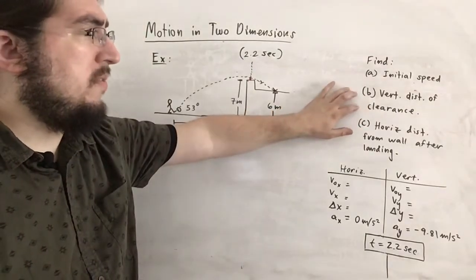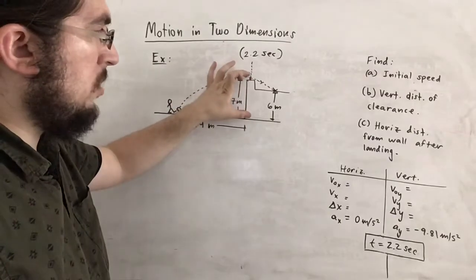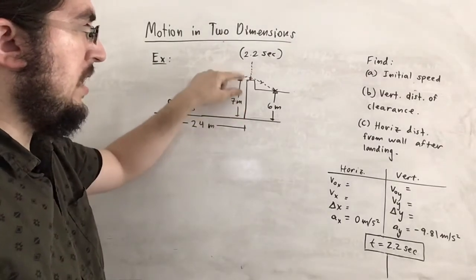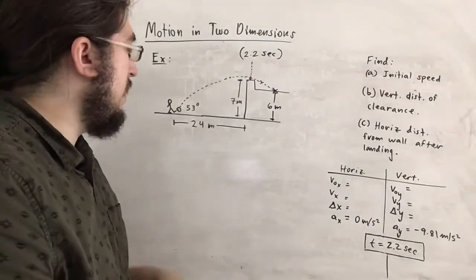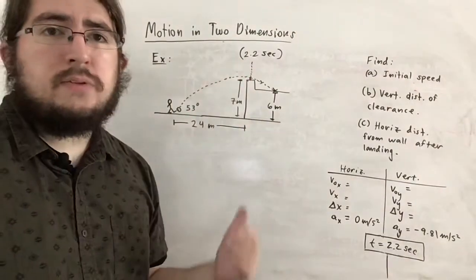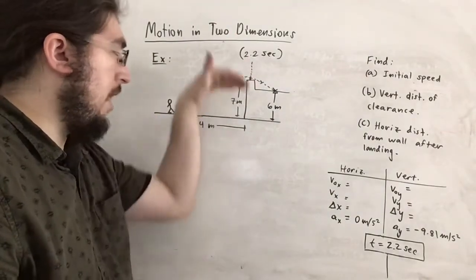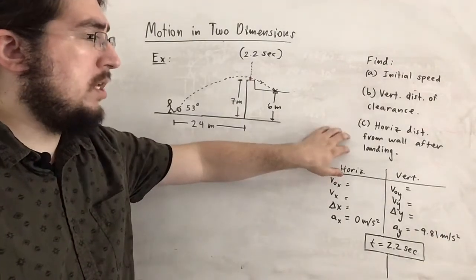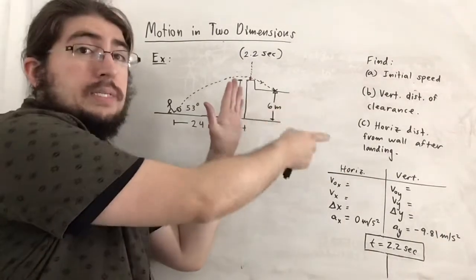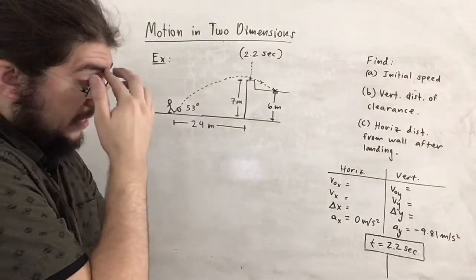B asks us to find the vertical distance of clearance. So that's kind of like the total distance from the ground minus 7. I made that with this little red distance here. I don't know if you can quite see it. I made it maybe a little smaller than it needs to be. It may actually be a lot higher above the wall, but we'll find out. And then from there, the horizontal distance from the wall that it lands on the opposite side of where the guy is. So let's see if we can figure things out here.